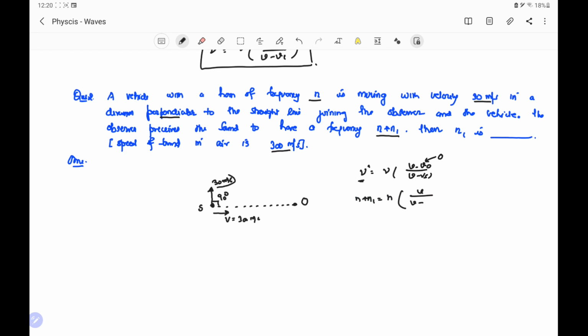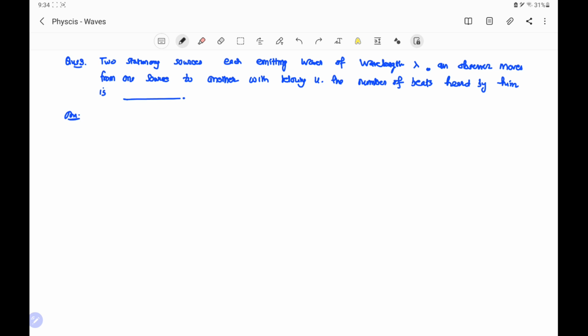This source is moving with velocity 30 meter per second perpendicular to the line joining the source and observer. So in the direction of the line, this velocity will be 30 cos 90 degree. So replacing it with 30 cos 90 degree. We know cos 90 is 0, so 30 cos 90 will be 0. This implies that n plus n1 will be equal to n into v by v. This v and v get cancelled by 1. So we have n plus n1 equal to n, or n1 equal to 0. This is the answer.